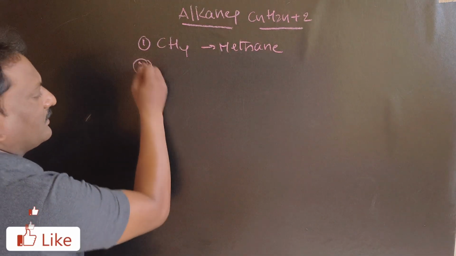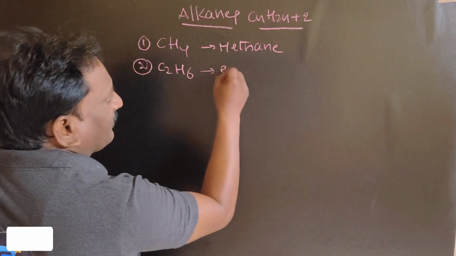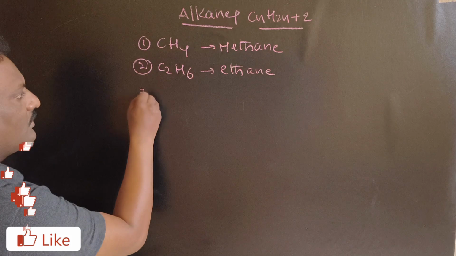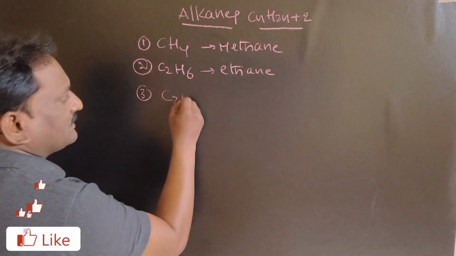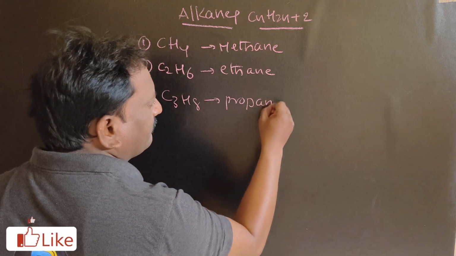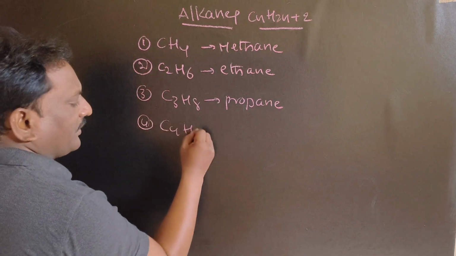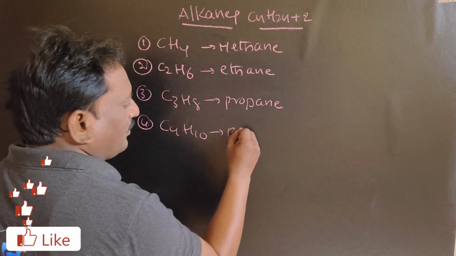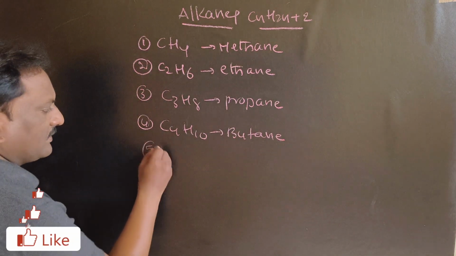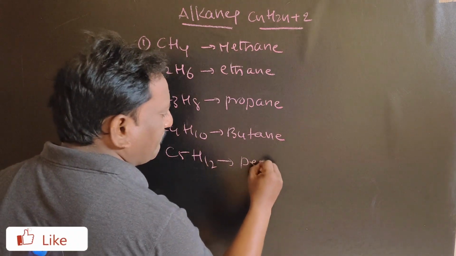The second member will be ethane, C2H6. The third member is propane, C3H8. The fourth member is butane, C4H10. The fifth member will be pentane, C5H12.